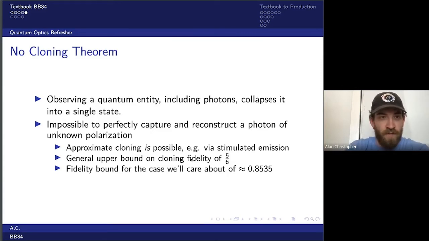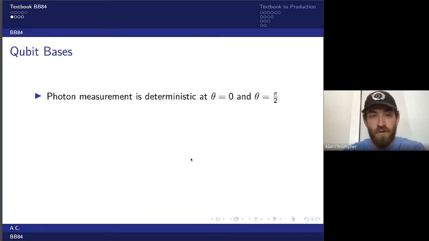And that's going to wrap up our quantum optics refresher. Does anybody have any questions they'd like to ask at this point? All right. If not, we're going to roll on into the BB84 protocol itself.